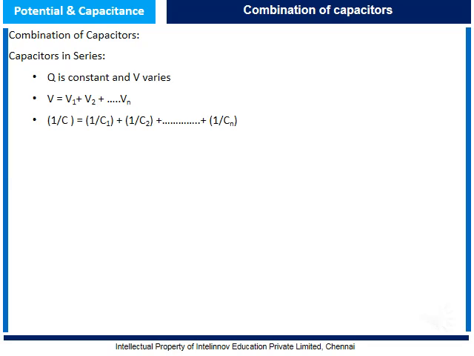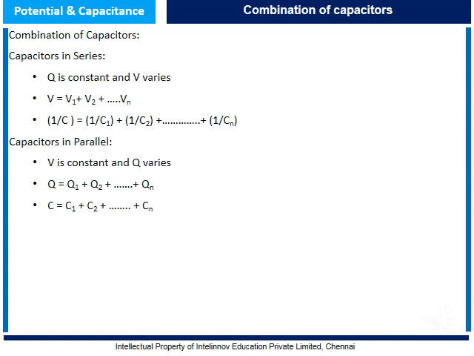In case of capacitors in parallel, V is constant and Q varies. Thus, Q is equal to Q1 plus Q2 up to Qn, and the total effective capacitance can be given as the simple summation of all the individual capacitances.